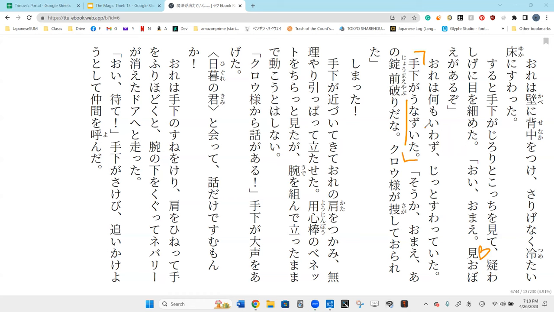And then the other clause is teishita ga unazuita. Unazuita. He nodded. So the whole phrase is without saying anything, I continued to sit still and nodded. Who nodded? The minion nodded.